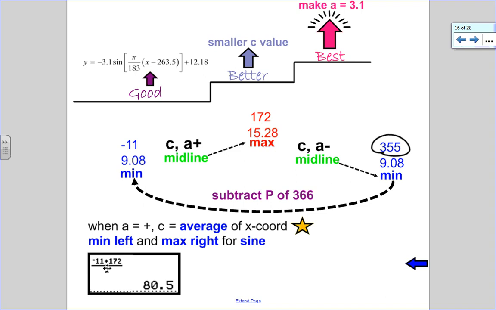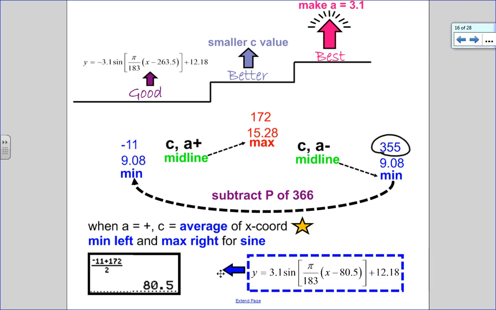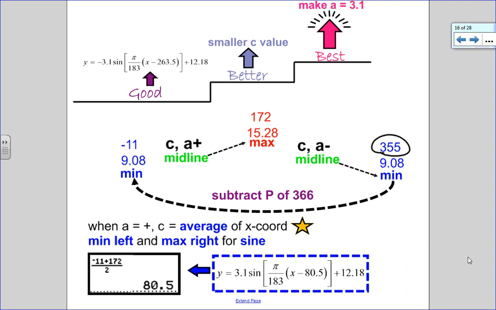So you can see I added negative 11 and 172 divided by 2 to get a shift of 80.5, which is the best shift because it's smaller than the 263.5 that I had before. So this will be my best equation. The A, B, and D values are the same, but the best C is a shift of 80.5.